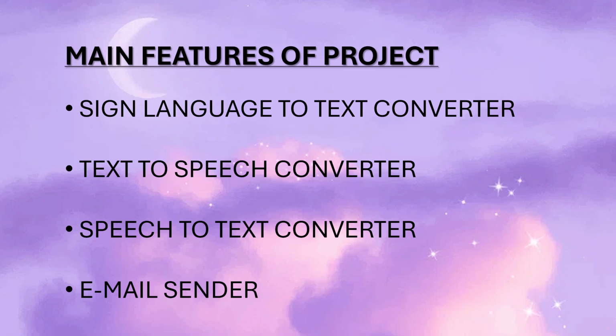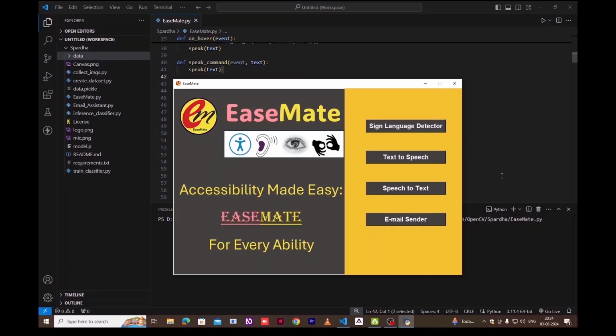Let me now give you a brief overview of our project. Here, it will say the text aloud of whichever widget you hover your mouse over. Sign language detector. Text to speech. Speech to text. Email sender. As this project is designed for especially abled people, it will help visually impaired people to guide them, and they can easily choose which button to click on.